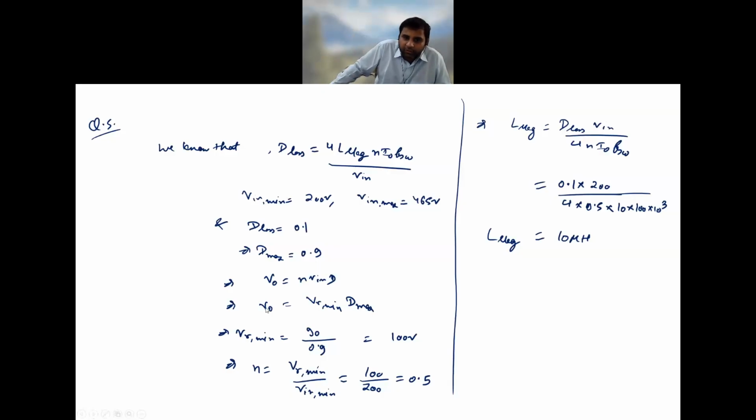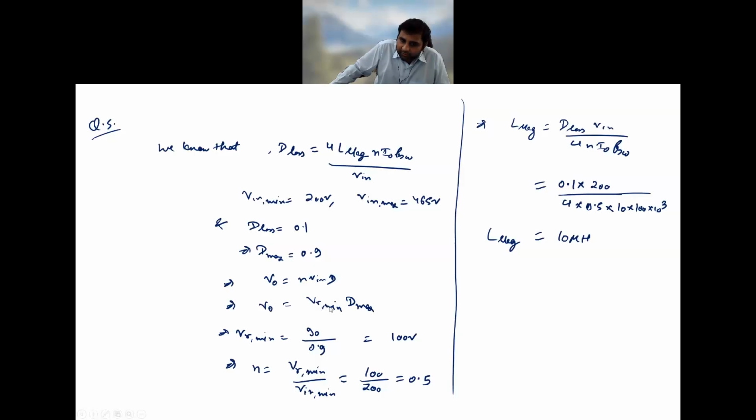So we can write V naught is equal to V R min times D max value. That means this is the maximum duty ratio. For that duty ratio, to keep the same output voltage, we have to reduce the V R min. So we have to take the minimum.